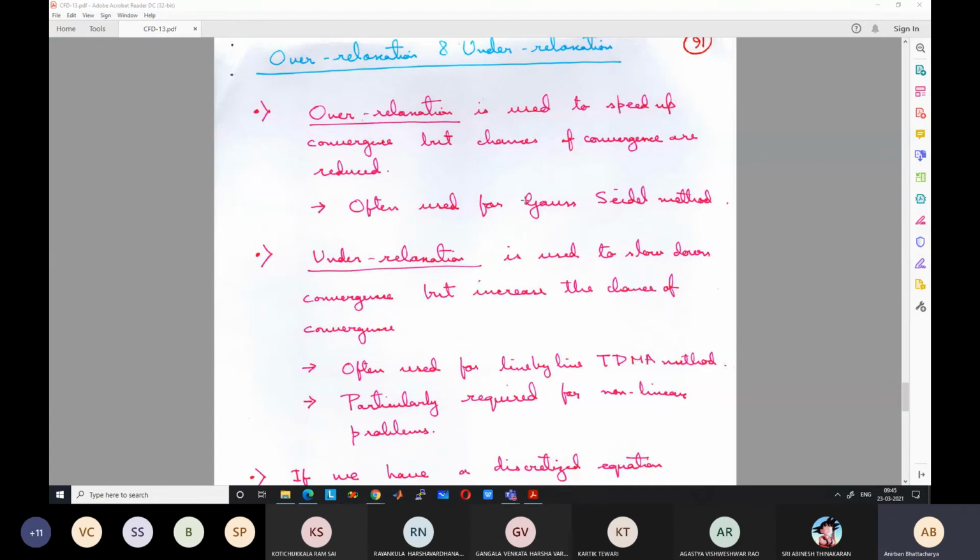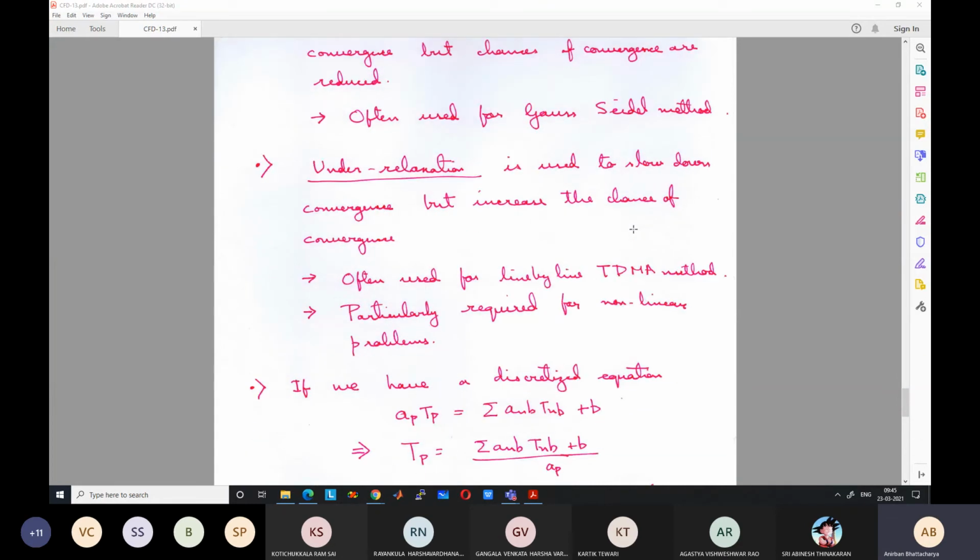Okay. Under relaxation is used to slow down the convergence but increase the chances of convergence. It is often used for line by line TDMA method, okay, or TDMA method in general. Particularly required for nonlinear problems, as I have discussed. So how to implement this?